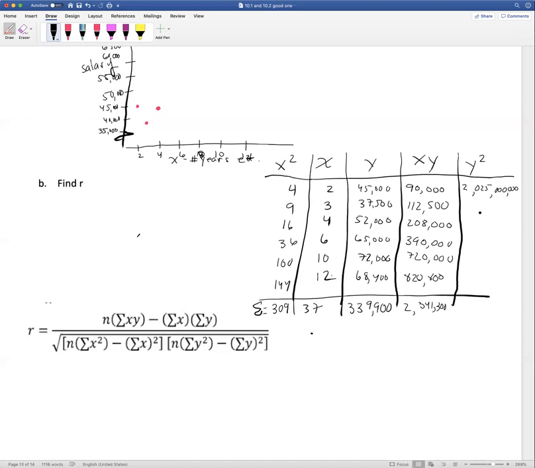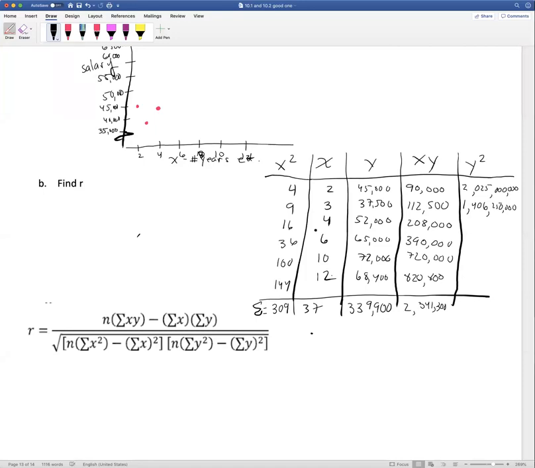Let me check 45,000 squared one more time. Hold on. 2,025,000,000. Okay, 37,500 squared. 1 billion, sorry, 406 million, 250,000.